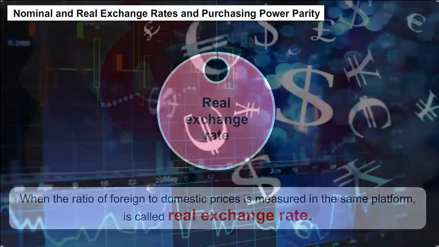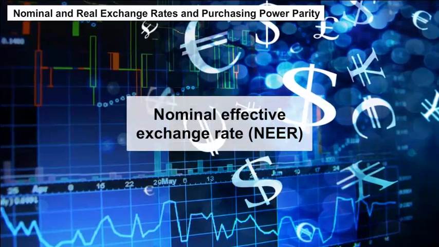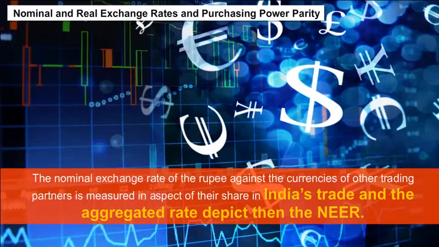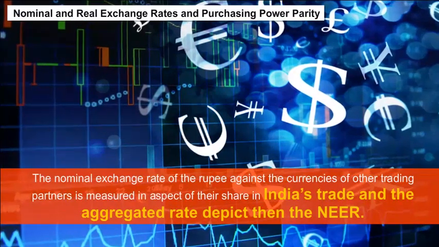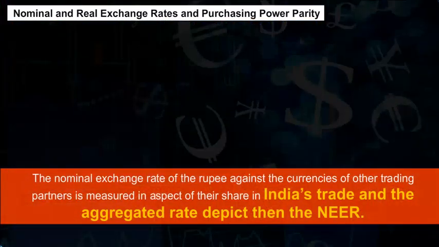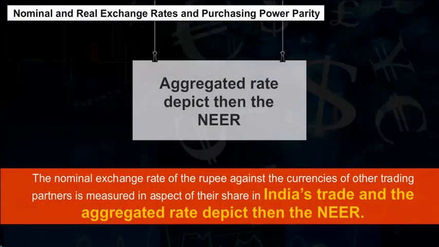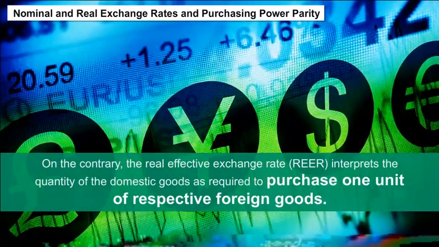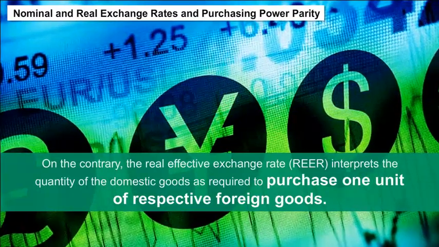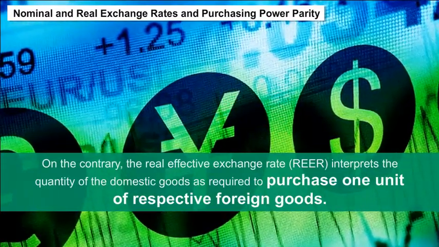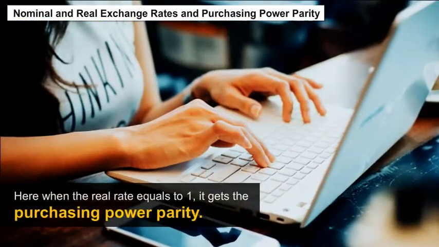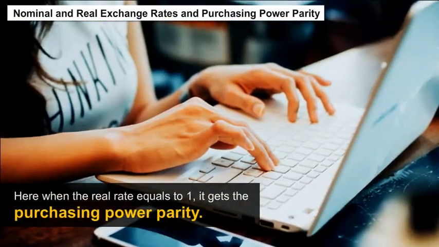real exchange rate. To calculate the nominal effective exchange rate, NEER, the nominal exchange rate of the rupee against the currencies of other trading partners is measured in terms of their share in India's trade, and the aggregated rate depicts the NEER. On the contrary, the real effective exchange rate, REER, interprets the quantity of domestic goods required to purchase 1 unit of respective foreign goods. Here, when the real rate equals 1, it gets the purchasing power parity.